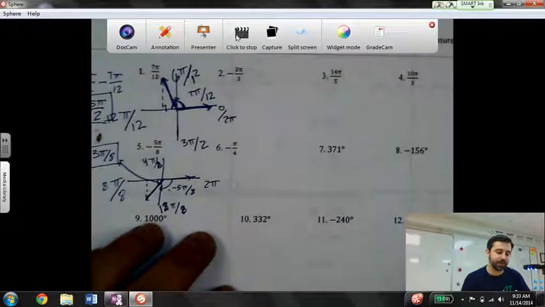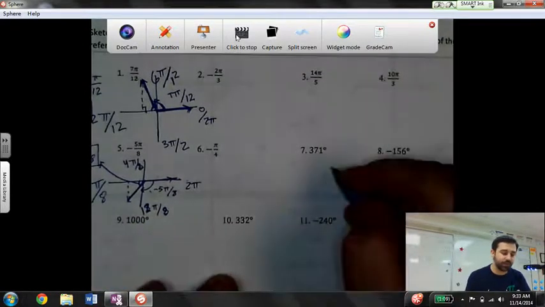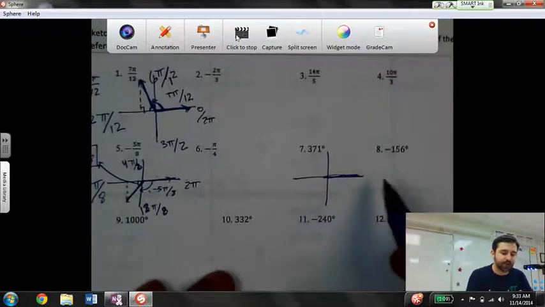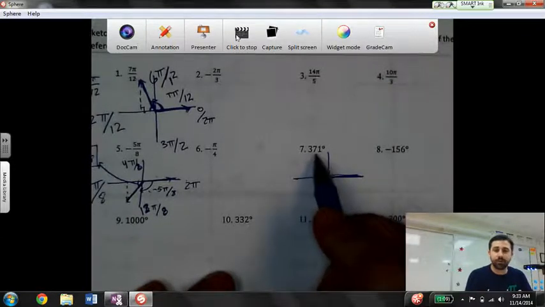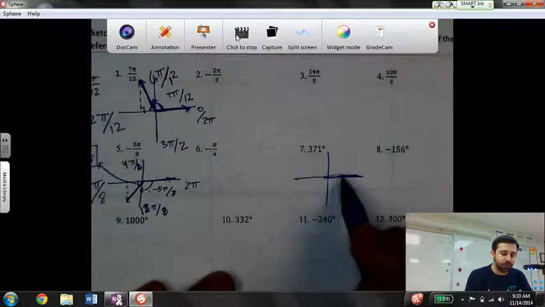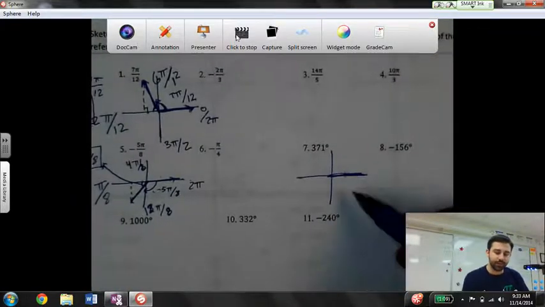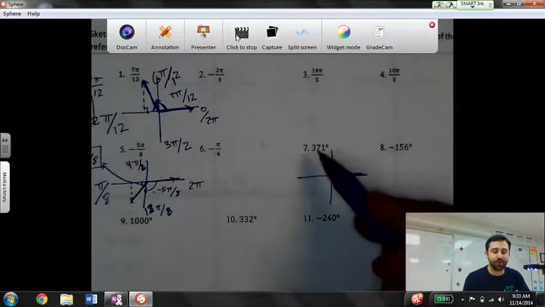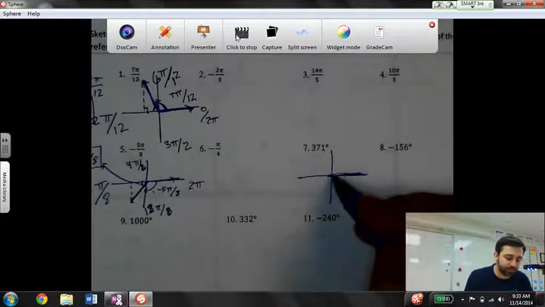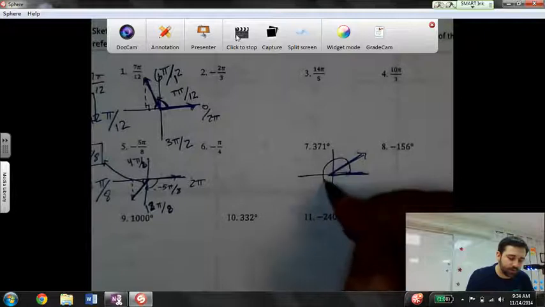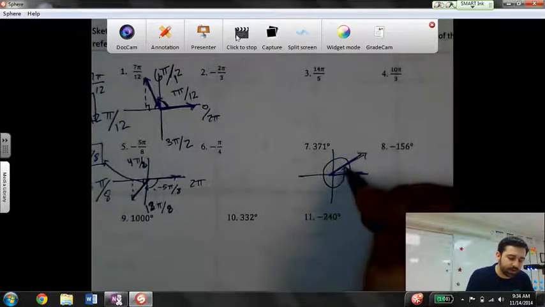If I wanted to do this, say, for number 7 in degrees, starting with my initial side, I would want to go 371 degrees about the origin in the positive direction. So one rotation takes me to 360, and then to determine the last piece after 360, I would say 371 minus 360, and I would get 11.